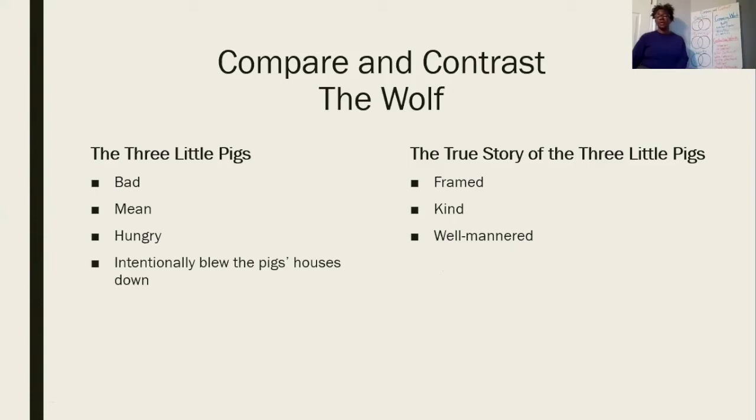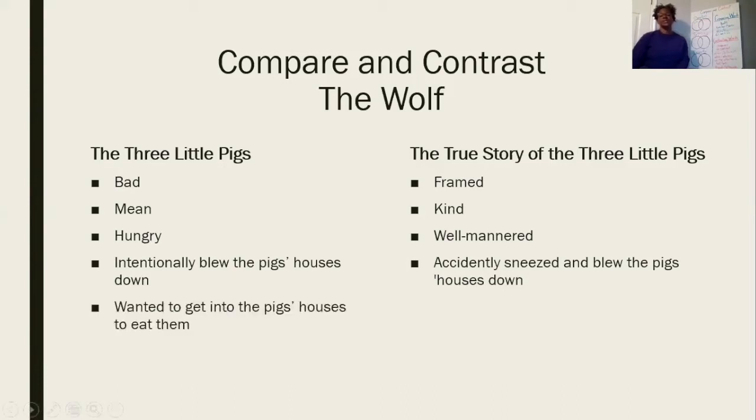He told them, I'll huff and I'll puff and I'll blow your house down. And he did just that for the first two pigs. In the true story of the Three Little Pigs, he accidentally sneezed, which caused the homes to be blown down. So he didn't set out to do it on purpose. He had a cold, and with a cold, we have symptoms, and the symptom of sneezing caused him to blow down the houses.